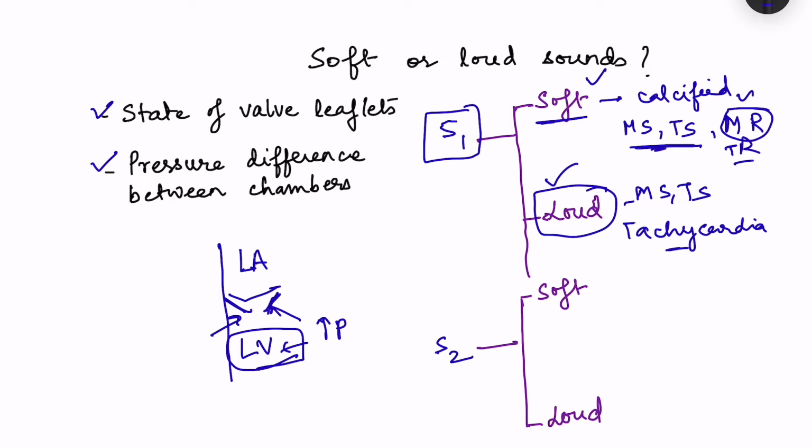And with the same logic, if there is an increase in PR interval, then there will be soft S1. Fine. Moving on to soft and loud S2.